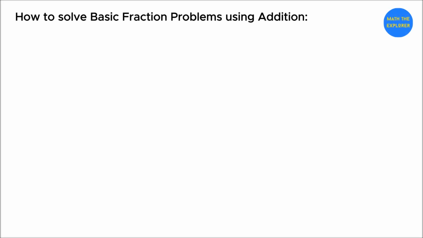How to solve basic fraction problems using addition. To solve 1/5 plus 2/5, since both fractions have the same denominator, start by adding the numerators. 1 plus 2 is equal to 3, and keep the denominator the same. Therefore, 1/5 plus 2/5 is equal to 3/5.